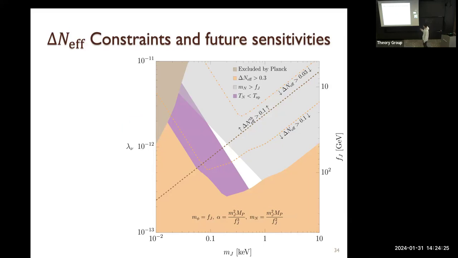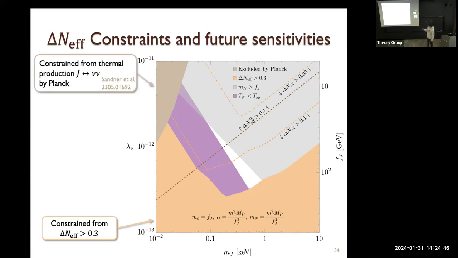Okay, and let me explain these constraints one by one. This orange region is the constraint from delta N_eff I just calculated in the previous slide. N_eff larger than 0.3 is constrained by 2 sigma Planck. So this part predicts delta N_eff more than 0.3, so it's ruled out. And this part is the constraint from the thermal production between the Majoron and the active neutrinos. So this doesn't care whether this Majoron is a relic particle. It can be produced from the Majoron interaction, and that may change the CMB power spectrum. So this is a solid constraint as long as the Majoron couples to the active neutrinos.